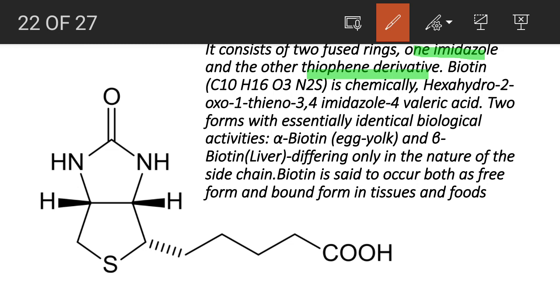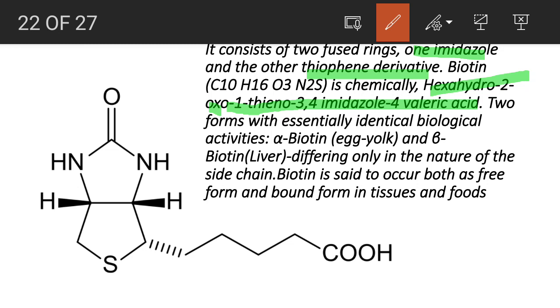Biotin is chemically hexahydro 2-oxo 1-thieno 3,4 imidazole 4 valeric acid. Quite a long name, so let me repeat the chemical name. It is hexahydro 2-oxo 1-thieno 3,4 imidazole 4 valeric acid.